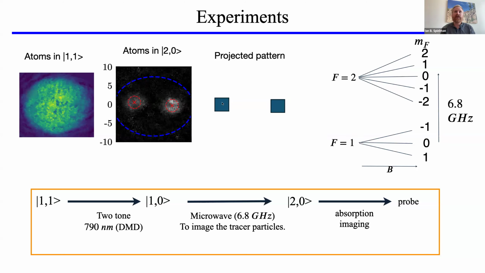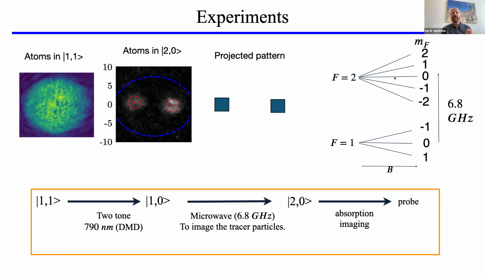So the idea is after creating a particular pattern, the atoms are in the 1-0 state. That would be this state here. The energy difference of the 1-0 state is different than the energy difference between the 1-1 and anything else. So we use a microwave field to transfer the atoms from the F equals 1 to the F equals 2 manifolds. Why do we do this?